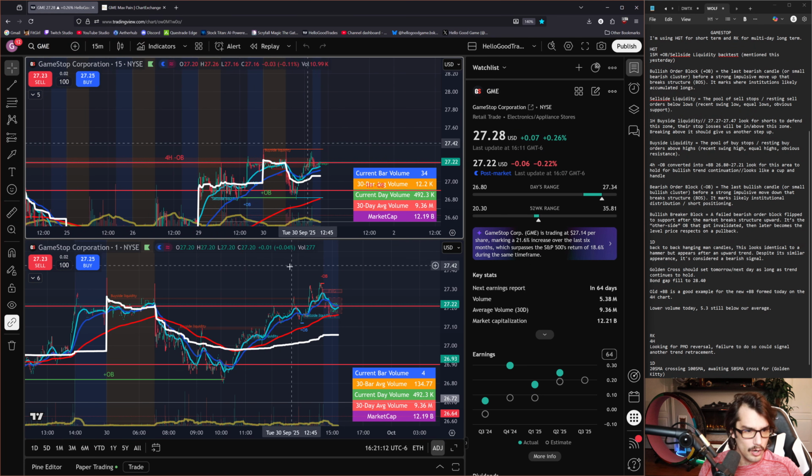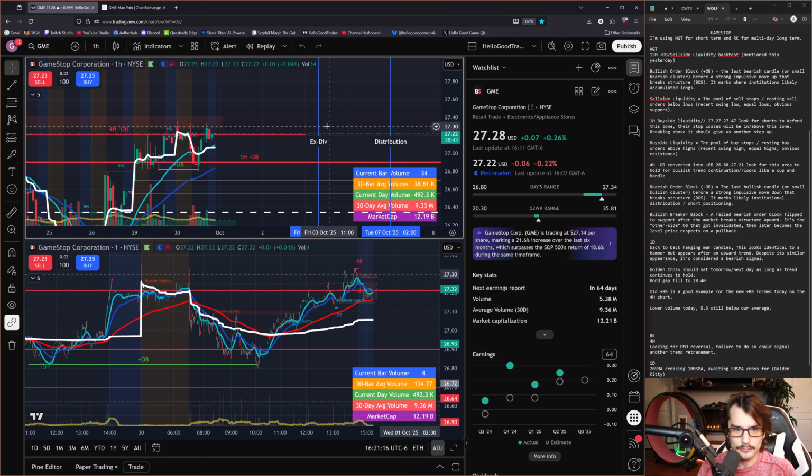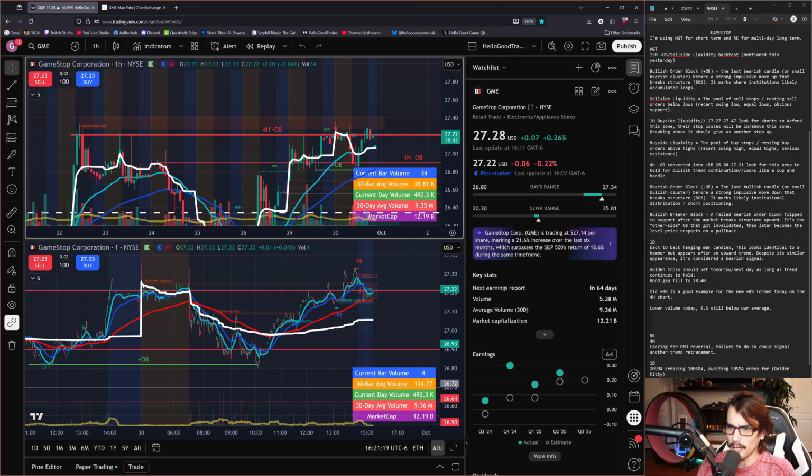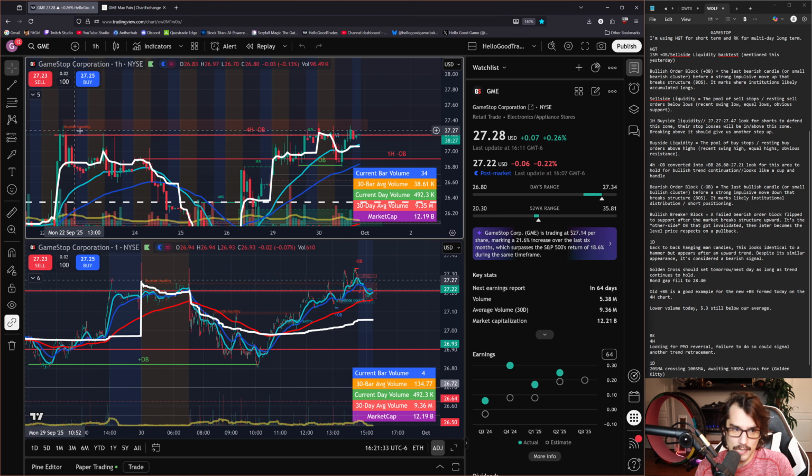Moving on to our 1-hour chart, I'll just use the top chart. Our buy side liquidity is at 27.27 to 27.47. Look for shorts to defend this zone. Their stop losses will be in this area or above this zone. Breaking above it should give us another step up. Basically, everything I was just saying, on a longer time frame here.